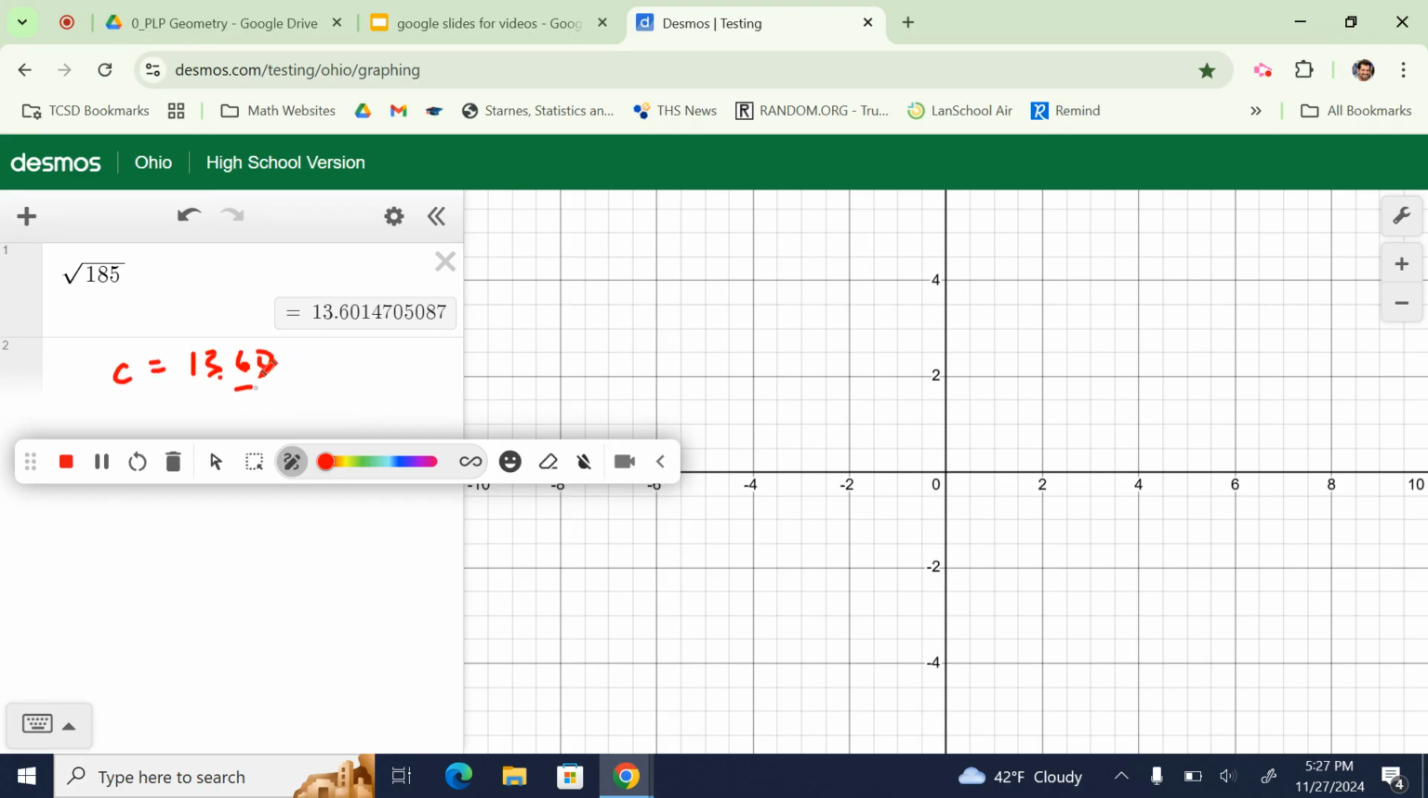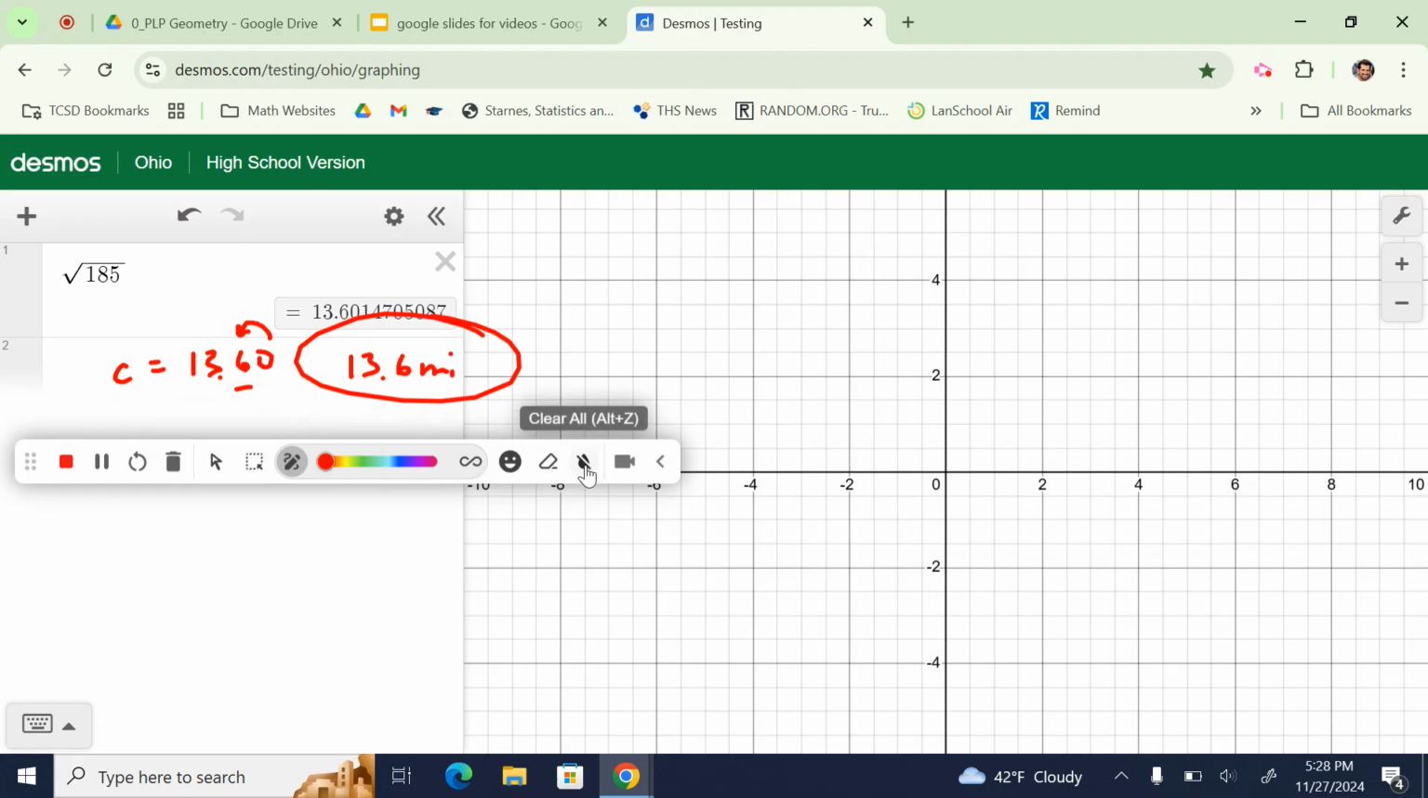So we're going to round to the nearest tenth. That means we look at the 0 and we ask ourselves, does the 0 round the 6 up or keep it a 6? Well, because it's less than 5, that 0 does not change the 6. So your answer is 13.6 miles.